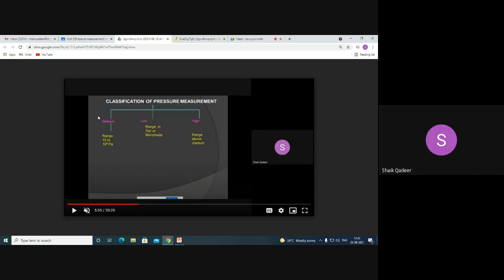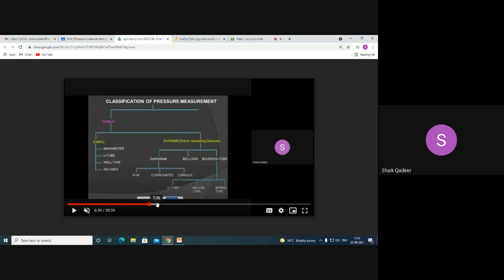After that, I have shown you this tree. This tree shows that the medium pressure measurement will go from 10 to 10 to the power 8 pascals. Low will fall in the range of a few torr or a few micrometer. High pressure covers the range above medium value.